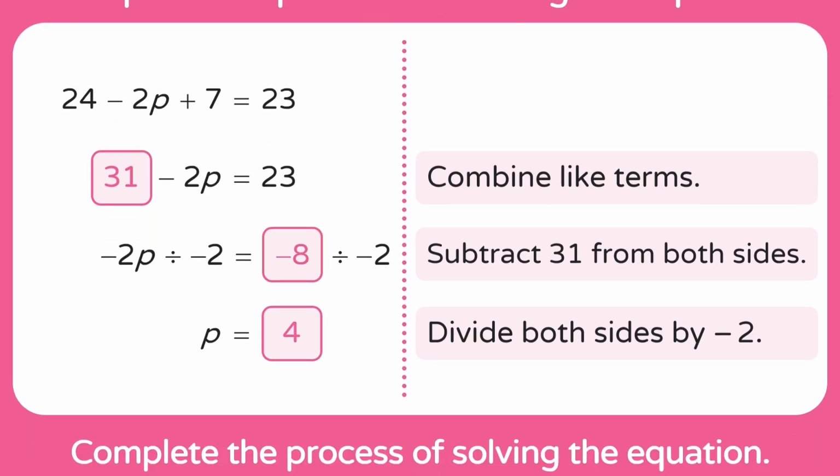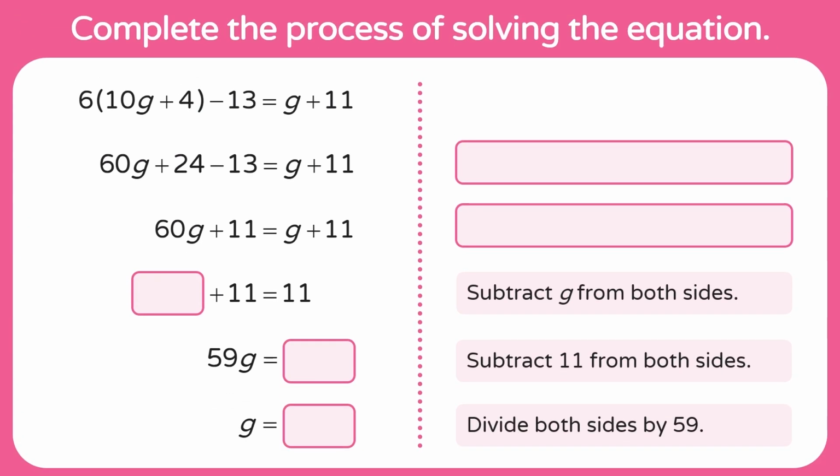Great work! For our second example, we'll complete the process of solving this equation. This time, we aren't just filling in blanks in the equation. We also need to fill in some of the justifications for how we get from one equation to the next. First, what changed from the original equation to the second equation? Well, in the second equation, there are no parentheses. It looks like we can apply the distributive property.